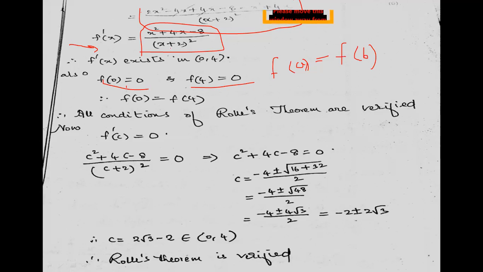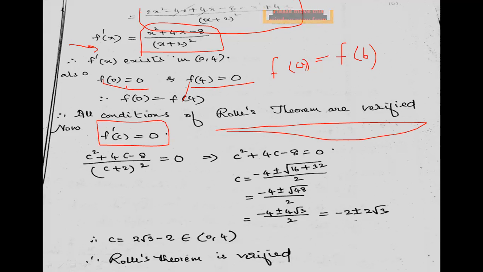So all the conditions of Rolle's theorem have been verified, right? Then we can apply the theorem. What is the conclusion? F dash of c is equal to 0. So you have f dash of x. Instead of x in this equation, substitute c. So c square plus 4c minus 8 by c plus 2 whole square is equal to 0.